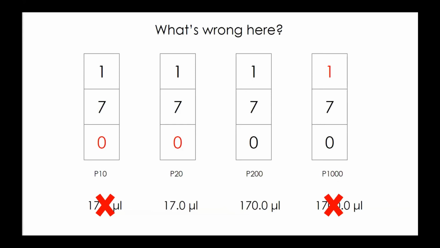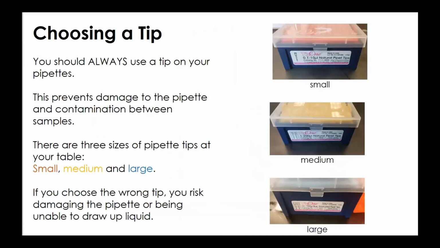So now that we've set our volumes, let's go ahead and choose tips. You should always use a tip on the pipettes. This can prevent damage to the pipette and contamination between samples. One of our goals in pipetting is never to allow liquid to go up into the barrel or small hole at the bottom of the pipette. Tips will help prevent that.